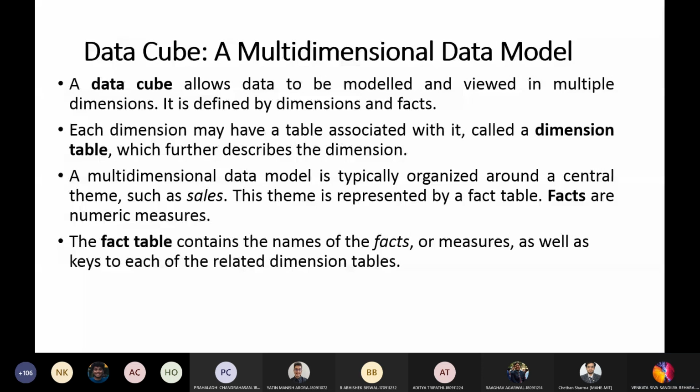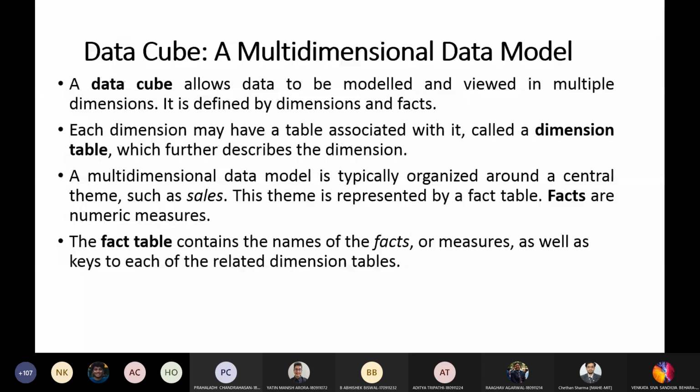So this part just tells how this data cube helps in your multi-dimensional modeling. So data cube is a technique which allows data to be modeled and viewed in multiple dimensions. Okay. So what do you mean by a dimension?